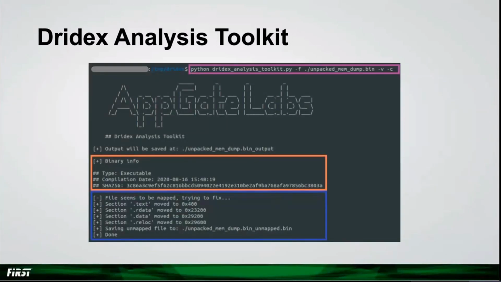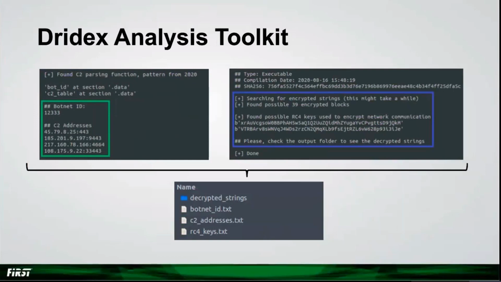So here's an example. We have unpacked a Dridex loader and then executed the script with the verbose and the -c option, which extracts the C2 server list. First, the script outputs the binary information, such as the hashes and the compile dates that we read from the PE header. Then, in case the file was dumped from memory and the PE file was not unmapped to disk, the script can do this automatically for you to save you some time. Then it will try to locate the C2 server list inside the binary, and in case it is found, it will parse the data and display all the addresses on the screen for you. Also, if you use the -a or the -s option, the tool will decrypt all the strings it can find, also printing on the screen the possible RC4 keys used to encrypt and decrypt the network communication. And finally, all the results are written to disk, so you can have a full report.